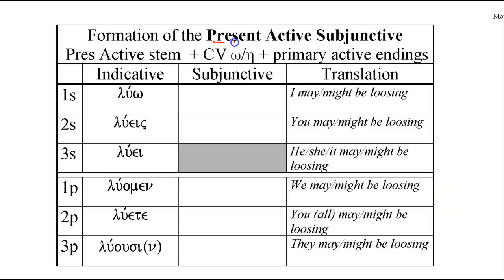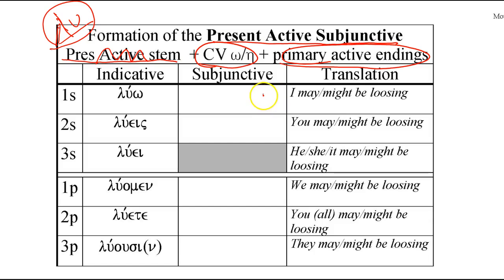How do you form the present active subjunctive? You take the present stem, the same stem for luo, whether it's active or middle or passive. Rather than the short connecting vowels, you use the long ones, and you attach the primary active suffixes. And I already showed you what the bare or stripped suffixes look like without the connecting vowels. Just as a reminder, it's o, is, i, men, te, and usi.